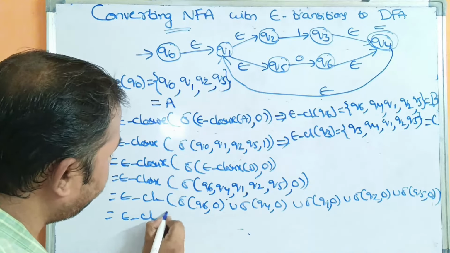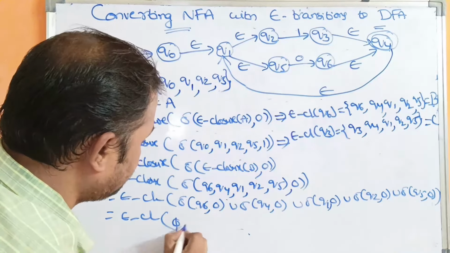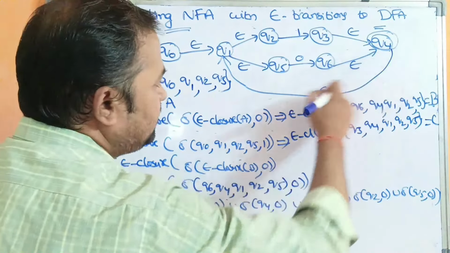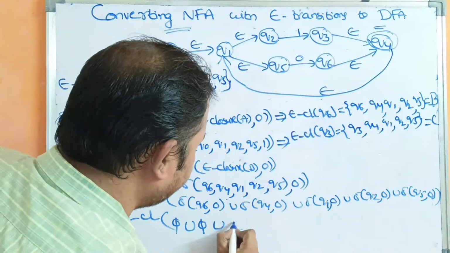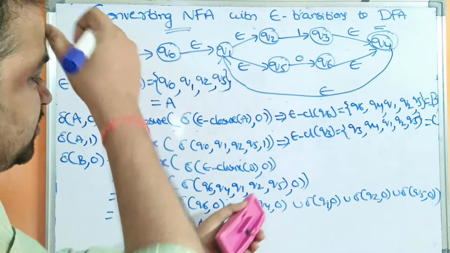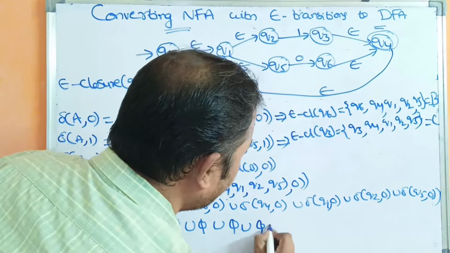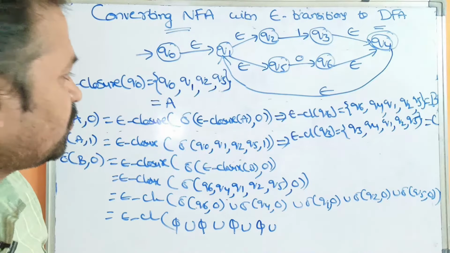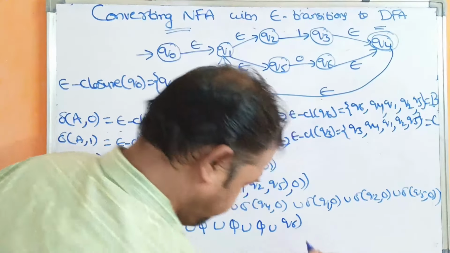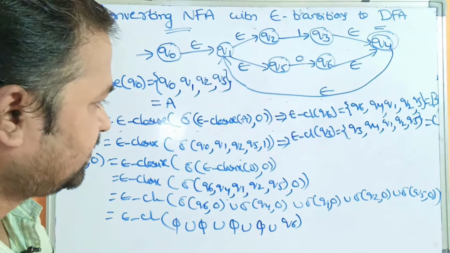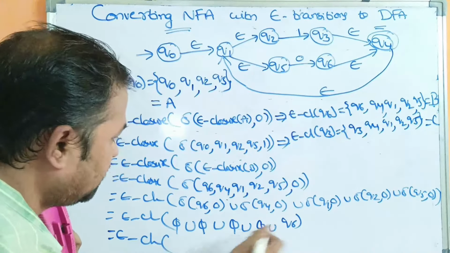Epsilon closure of delta of Q6 comma 0: Q6 comma 0 means phi, union Q4 comma 0 means phi, union Q1 comma 0 means phi, union Q2 comma 0 means phi, union Q5 comma 0. If we apply 0 on Q5, then we will get Q6. So that is equal to epsilon closure of Q6.